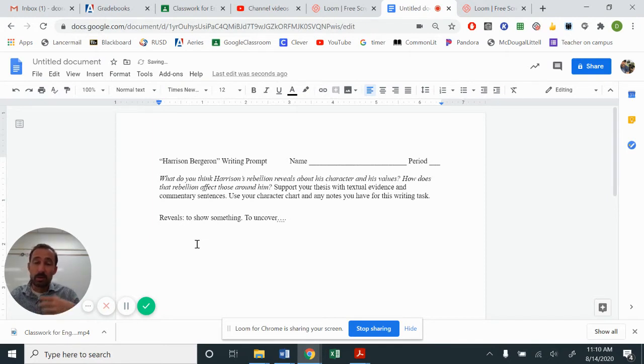Now, if you remember, he was rebelling against the government. Everyone had handicaps on them to keep them all the same. And so from that, he was rebelling against the government. So he was trying to show something. He was trying to uncover something. He was trying to express himself uniquely.